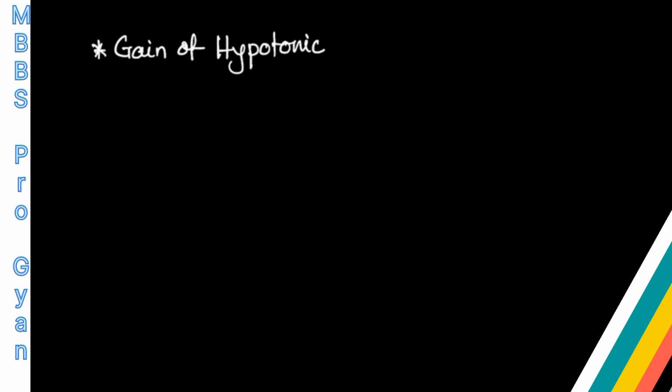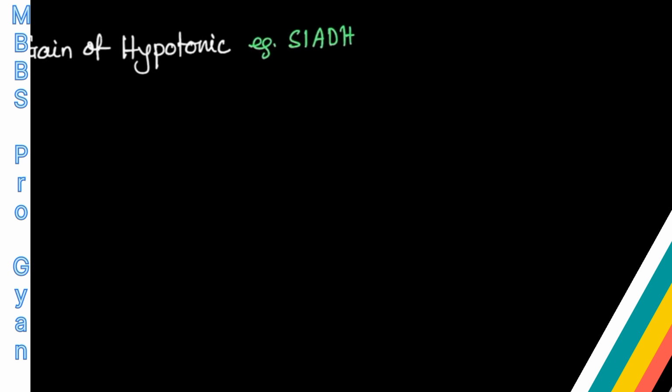So now we are discussing gain of hypotonic fluid. Gain of hypotonic fluid means, for example, giving 0.45% NaCl solution therapy to a patient. The clinical example of this condition is SIADH. You must have heard this thing: syndrome of inappropriate antidiuretic hormone secretion.